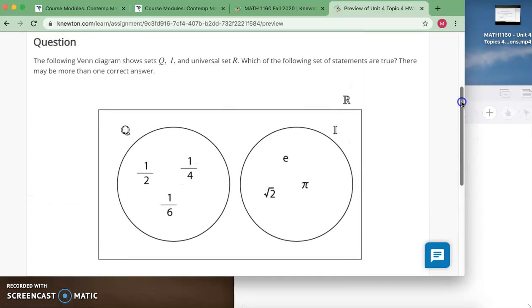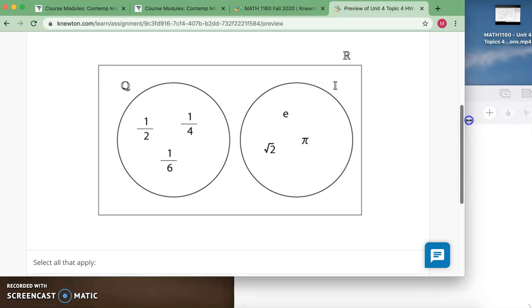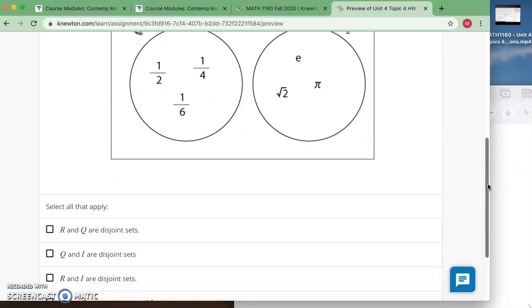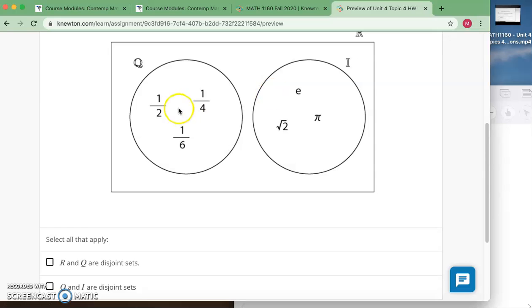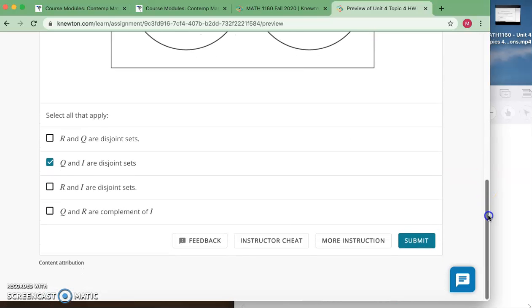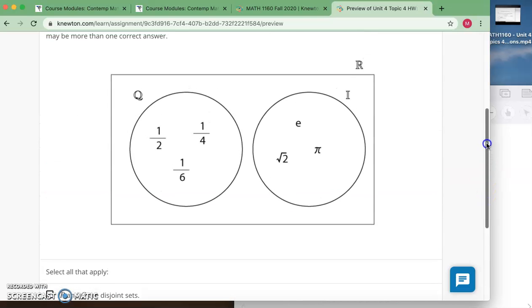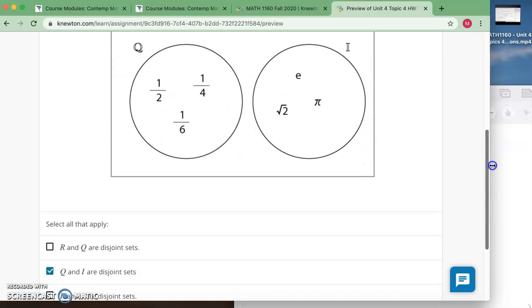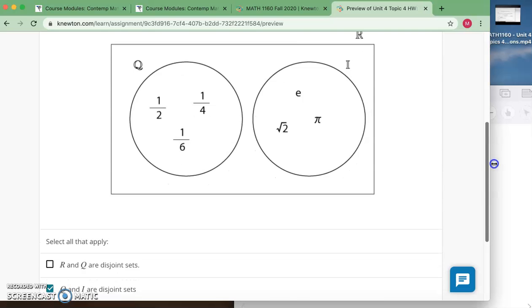So R and Q are disjoint sets is not true because Q is a subset of the universal set R. Let me see if I can make this bigger to see more of this. Q and I are disjoint sets. That's true, right? Q and I, there's no intersection. So we know that's true. R and I are disjoint sets. Again, I is a subset of R. And then Q and R are complement of I. That's not necessarily true because the irrational numbers are still a subset of the real numbers.